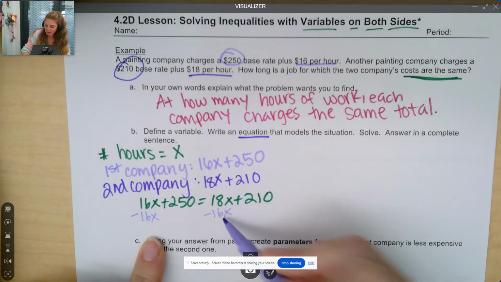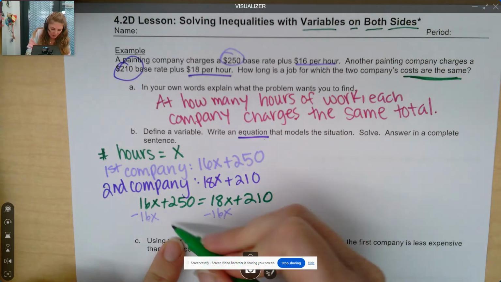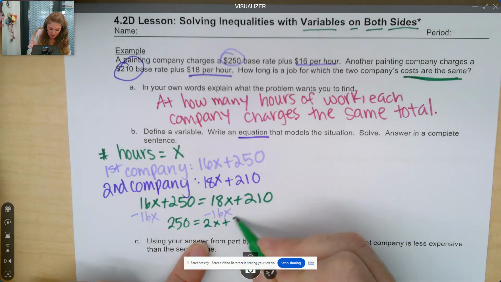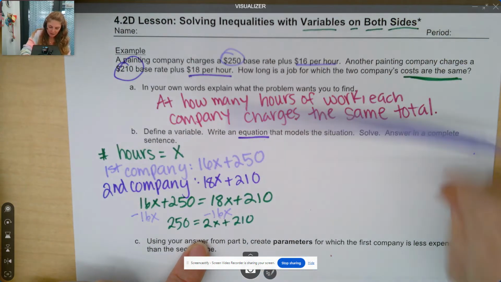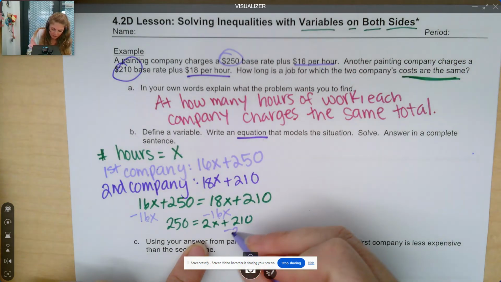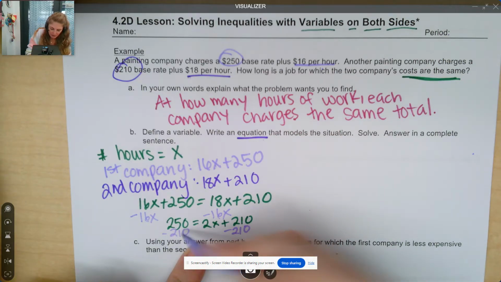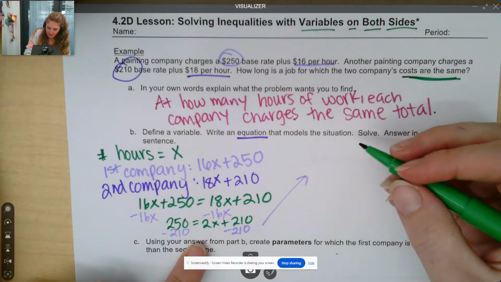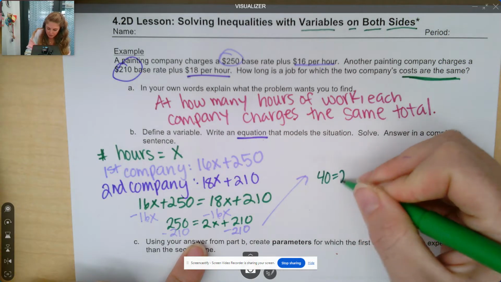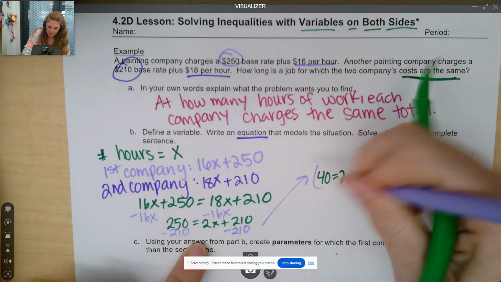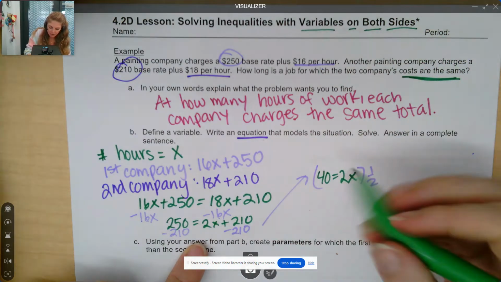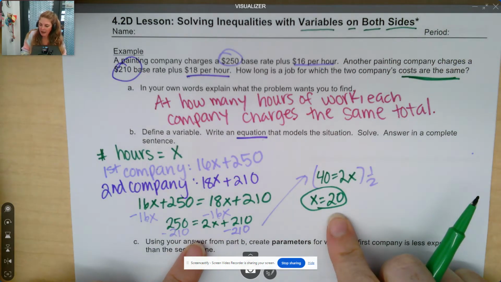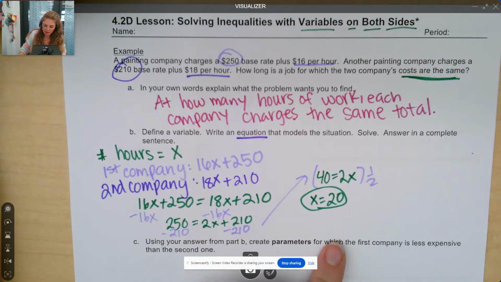Get rid of the smaller king; the smaller king bows down to the bigger king. So I'll have 250 is equal to 2x plus 210. Now to isolate my variable, I'm going to subtract 210 from both sides of my equation. From here, we end up with 40 is equal to 2x. I'm going to take half of both sides, or divide both sides by 2, to get x equal to 20. Which tells me at 20 hours, both the companies charge the same amount.